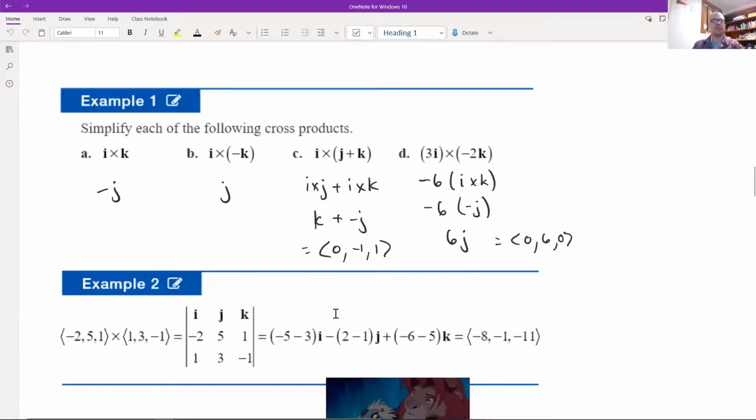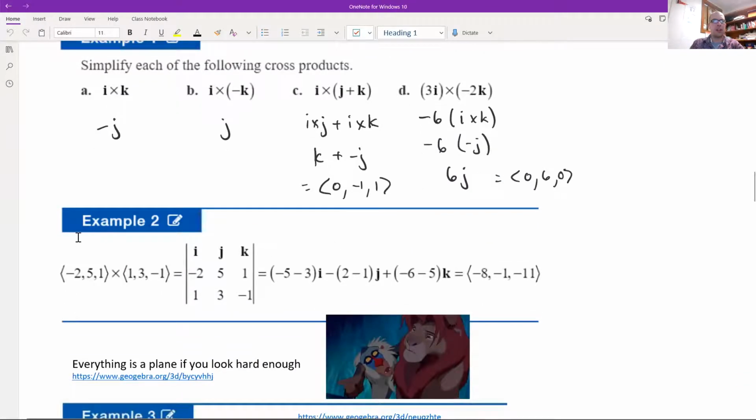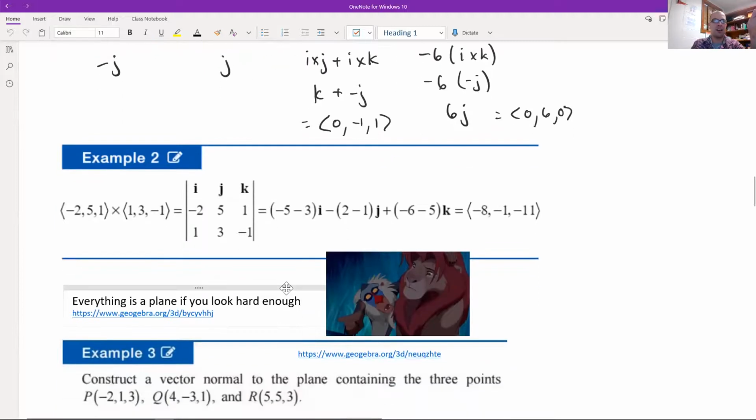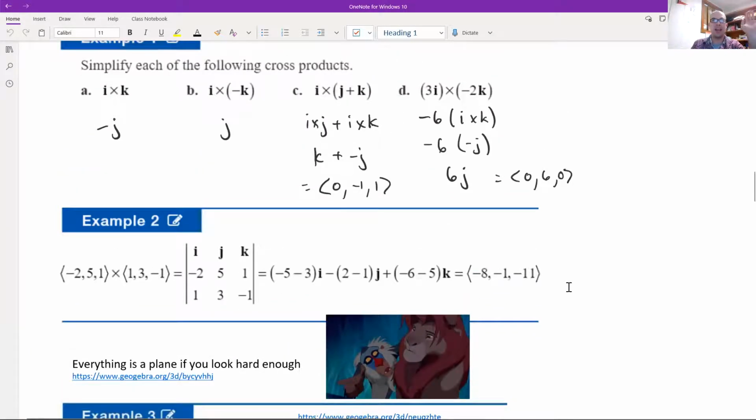Back to this. Example number 2. This is just a straightforward calculation of the dot product. This is really just kind of going through the motions of doing the multiplications. If you have any questions about that, again, feel free to pause and just make sure you understand what's going on. And if you all do, feel free to keep going.